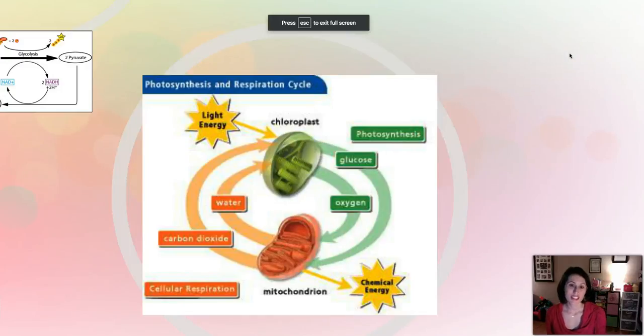It's Mrs. Horseman, and today I want to talk a little bit more about cell respiration, specifically the difference between anaerobic and aerobic respiration. Last time we talked mostly about aerobic respiration, the different phases or stages, and how much energy was created. So today I want to focus on two things.